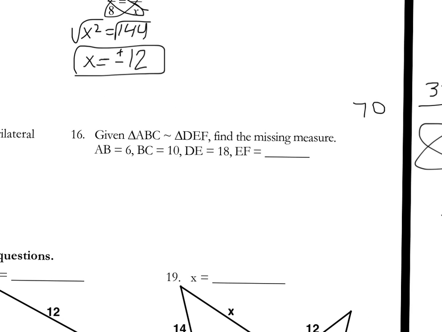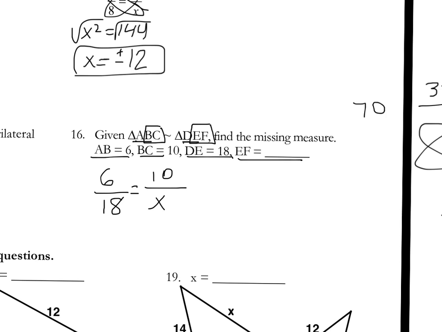Now let's go here. Same idea, but now we're dealing with triangles. So we have to set up a proportion, because if you look, I'm given two sides from ABC, and I need to find another from DEF. So AB is corresponding to DE, because they're the first two. So I'm going to go 6 over 18. And then BC are the second two letters, and they are corresponding to EF. So I'm going to go 10 over, let's just call it x.